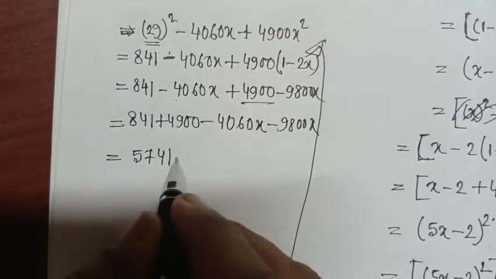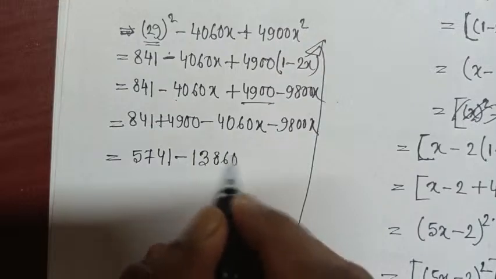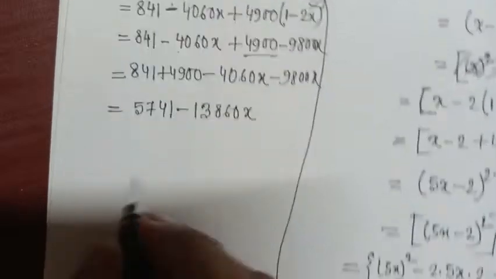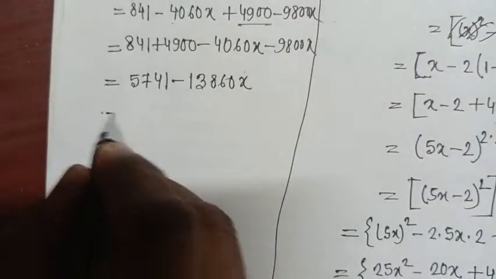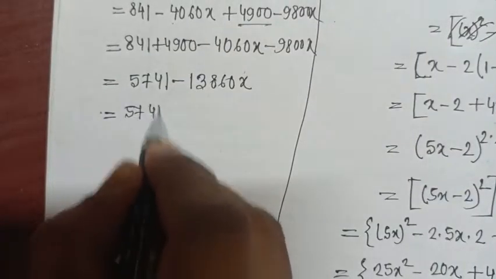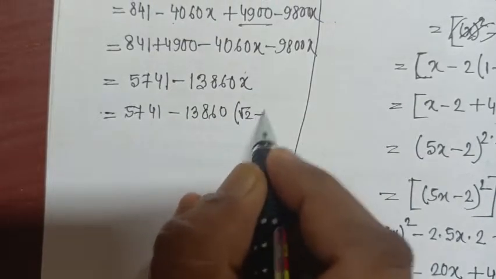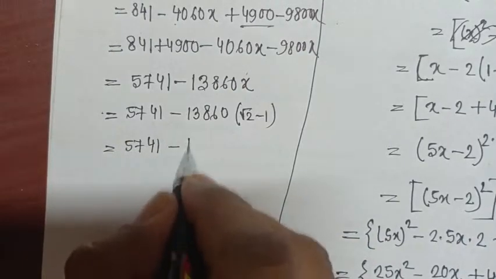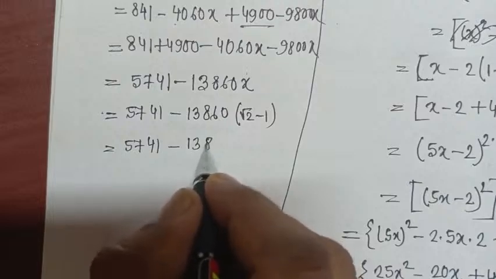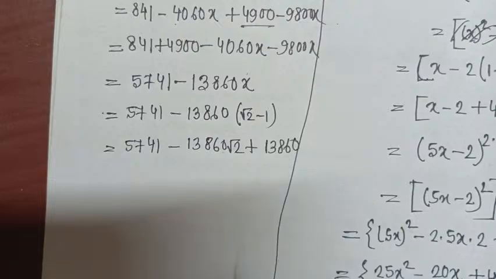5741 minus 13860x. Now we already let that x is equal to root 2 minus 1. Now we are going to put this in, that 13860 times root 2 minus 1. Then we get 5741 minus 13860 root 2 plus 13860.